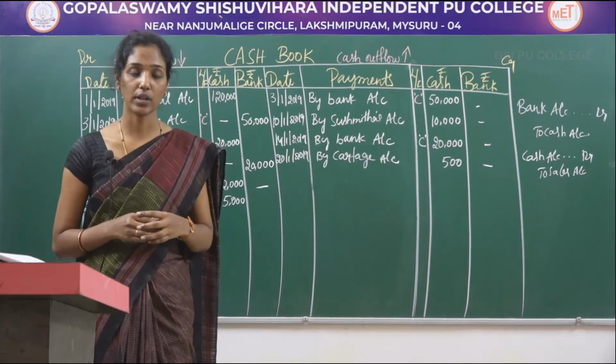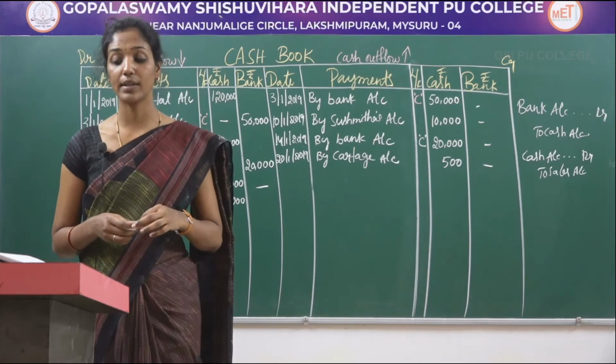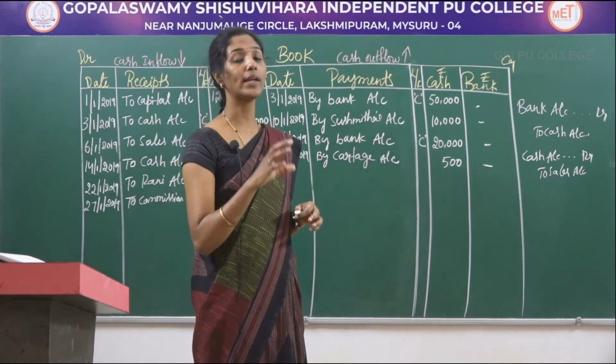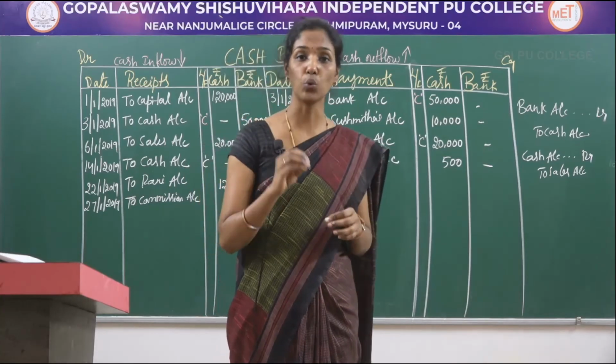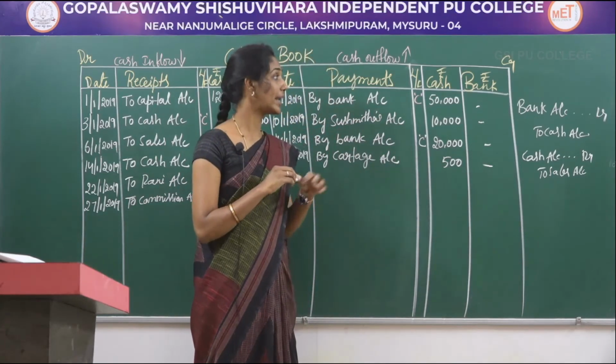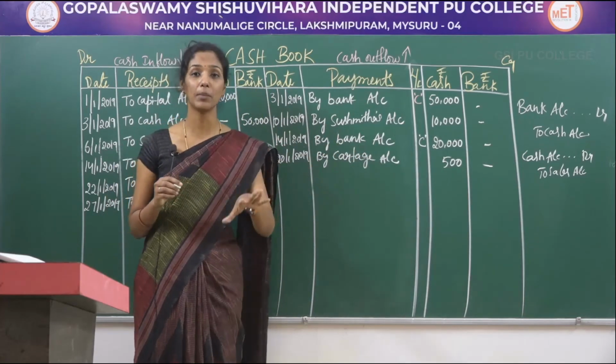And the last transaction is as on 30/1/2019 drew cash for personal use rupees 2,000. What is the journal entry? Drawings account debited to cash account. So it is affected on the credit side. It must be recorded on the credit side of the account because it is a payment.